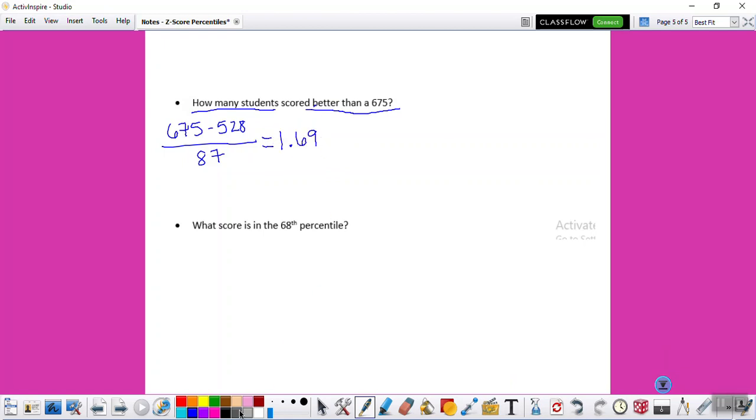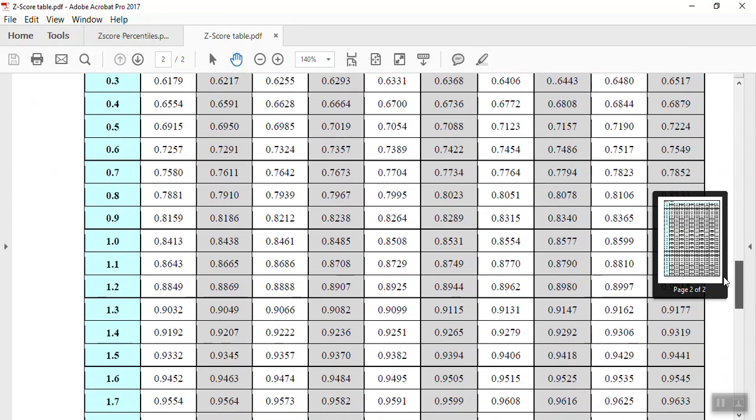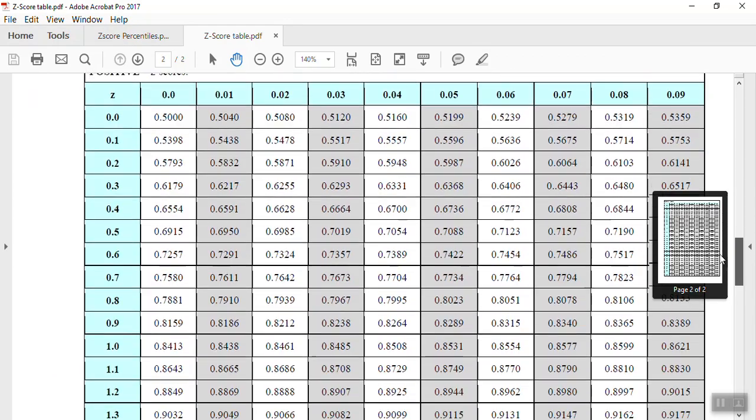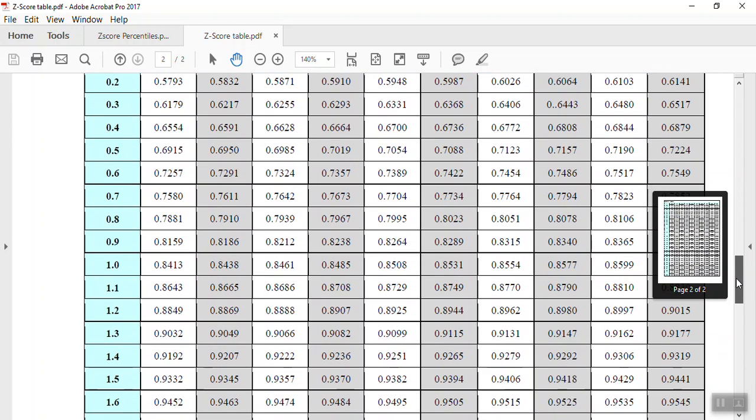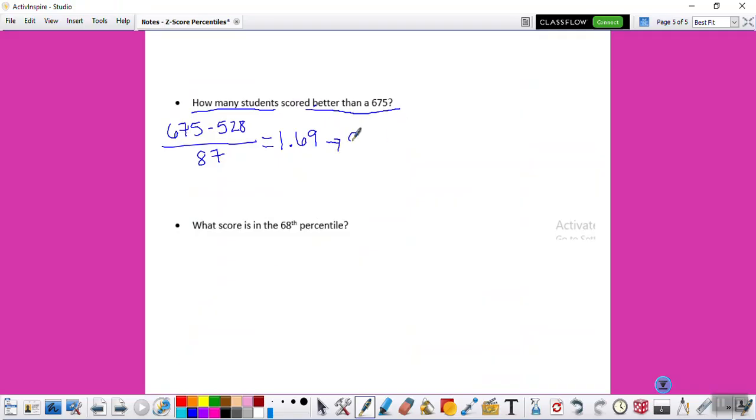So I'm going to look that up on my chart. Go back to the positive numbers. 1.6 and then 9 I lose at the end. 0.69, which is 95.45%. But that table gives us the percentage below. So we're going to have to do 100 minus 95.45 to get the percentage above, which would be 4.55%.